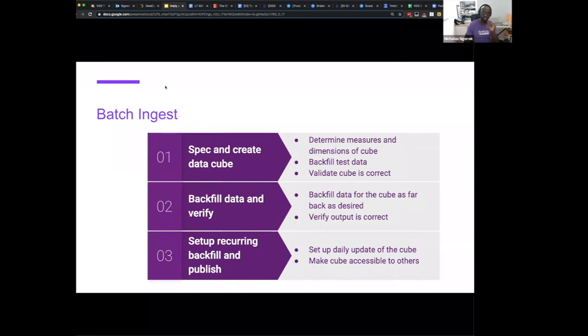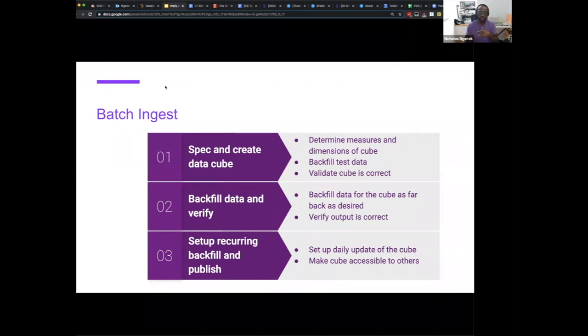So this can range to a cube that has, say, over 50 dimensions and over 50 measures, as an example. Once they have that in place, they can backfill some of the test data, validate that the cube looks appropriate on the Pivot side, and then go through the same flow.